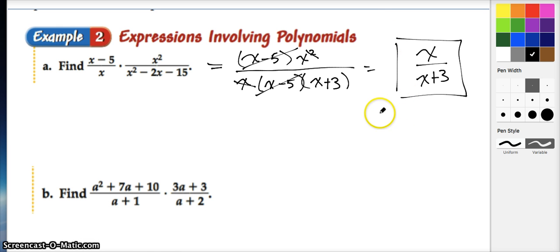You could write the excluded roots if you wanted to. X can't be 0. Let's do it, because why not? X can't be 0, and x can also not be positive 5. And I'll do that. So these are the things that x can't be. We can clearly see x can't be negative 3. I can add that to the list if I wanted to as well.